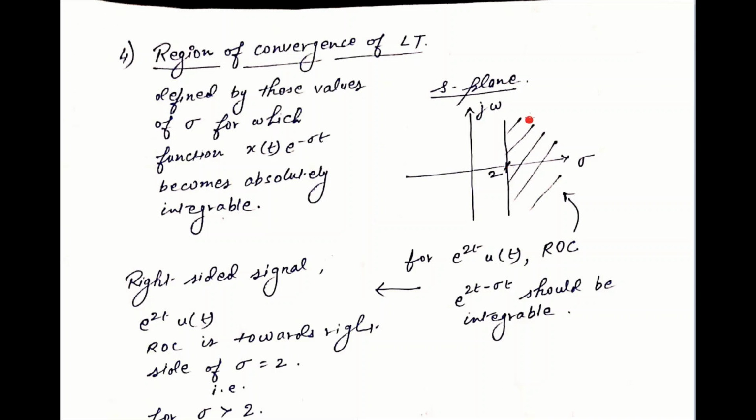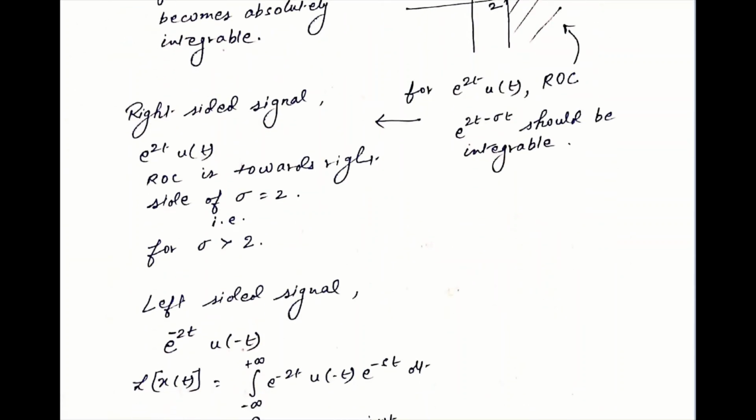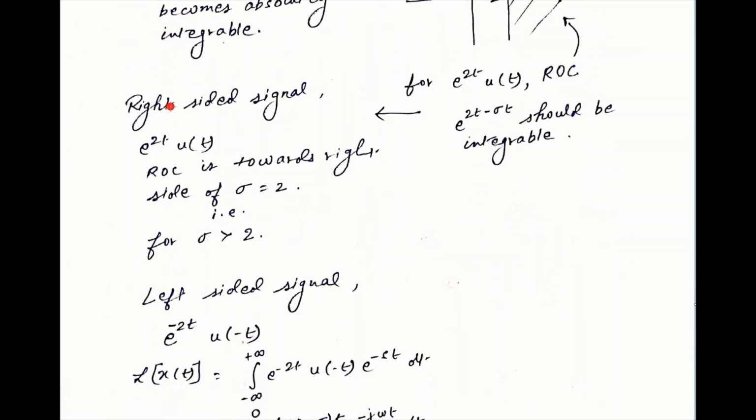So we can say that this can be the region of convergence, and for values less than 2, this cannot be the region of convergence for the Laplace transform. Now see here, this e raised to the power 2t u(t) is a right-sided signal. So I am saying that the region of convergence is towards the right side of sigma equal to 2, that is, for sigma greater than 2.